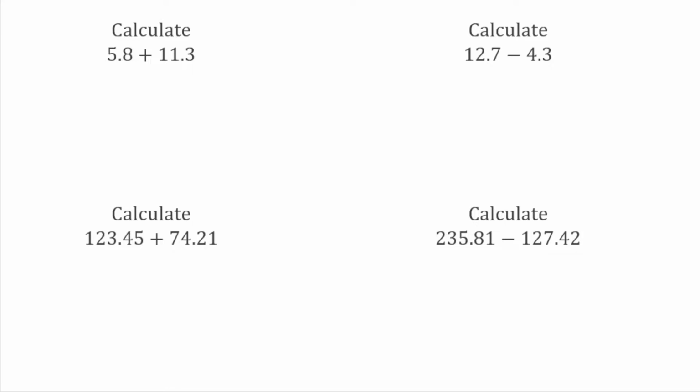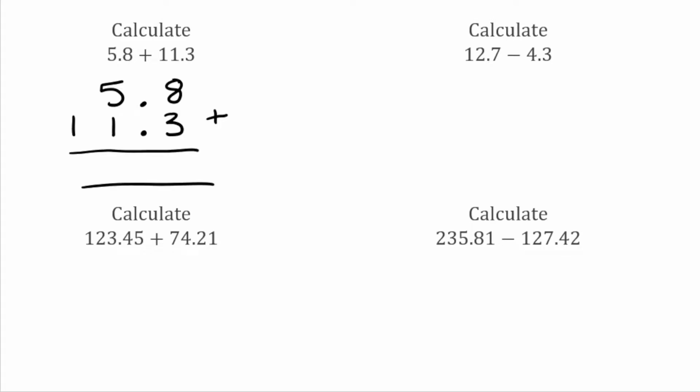Starting with this first question, we've got 5.8. We're then going to add on 11.3. So I've got a 1 in the tens, a 1 in the units, and then we've got our 3 in the tenths column. So again, starting from the right-hand side, we've got 8 add 3, which is 11. So 1 carry the 1. We've got 5 add 1 is 6, add another 1 is 7, and then 1 on its own, so that would just be 1. So our answer for that one would be 17.1.